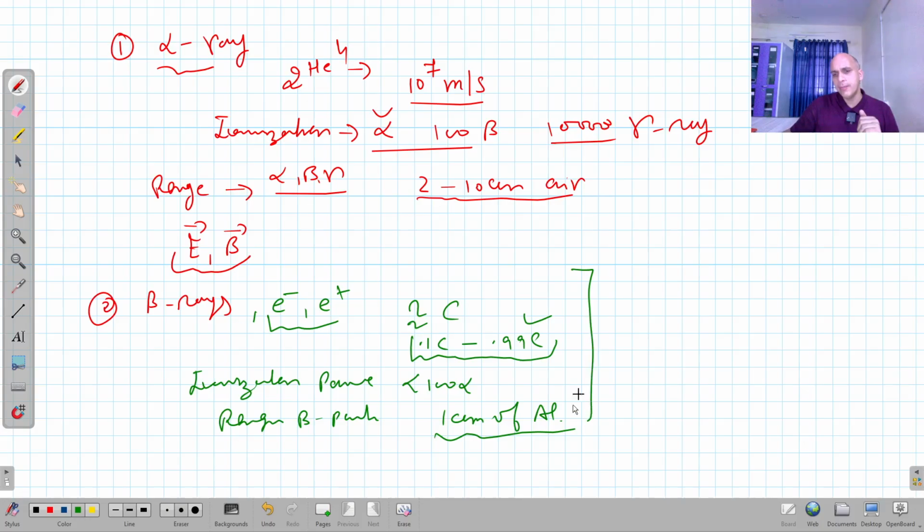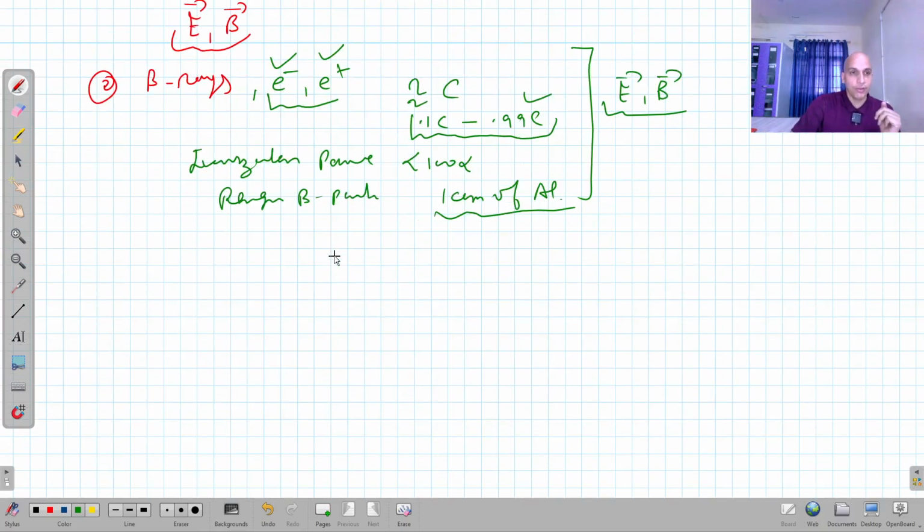Again, these beta particles are also affected by electric field and magnetic field, right? Because again, these are charged particles, either electron or positron, so they are affected, right? They will change their path when they pass through the electric field or magnetic field, right? So this is about the beta particles. Now I am coming to the third one, that is gamma rays.